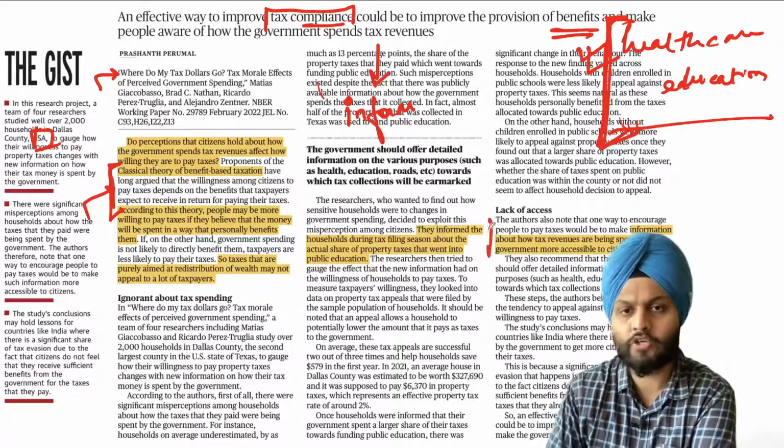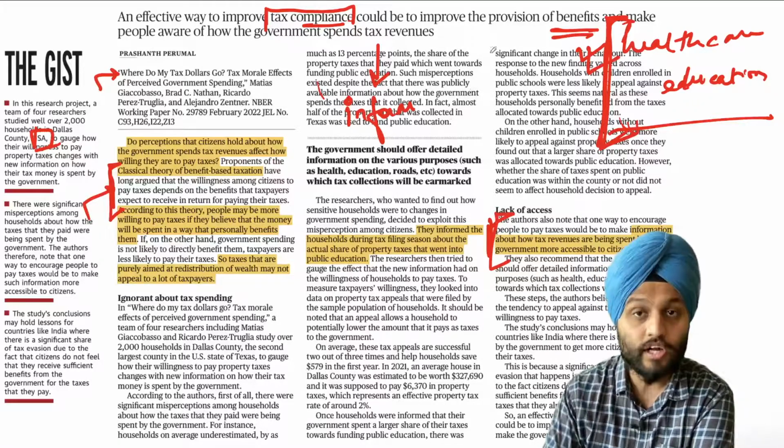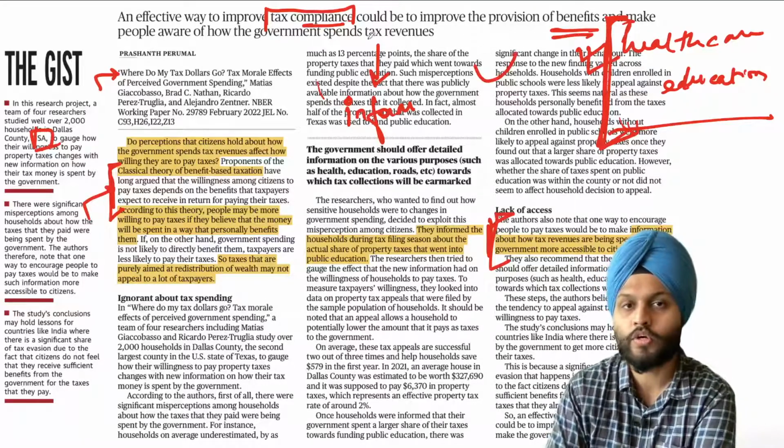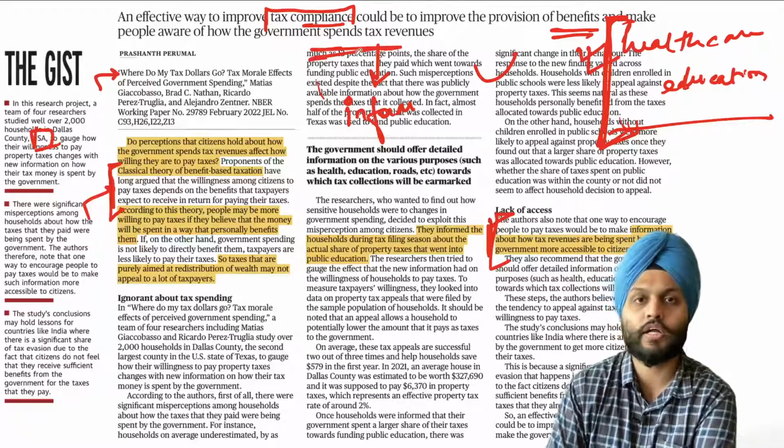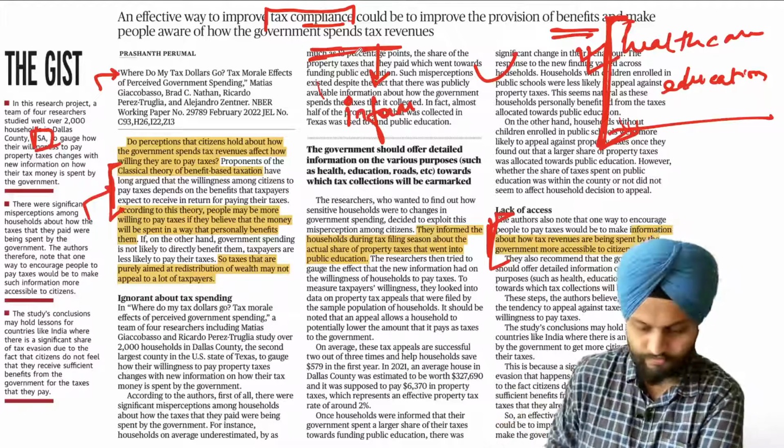So more information should be made available. It should be made accessible. And actually the government should do more with reference to the promotion of welfare, and especially for those who are actually giving the tax money.